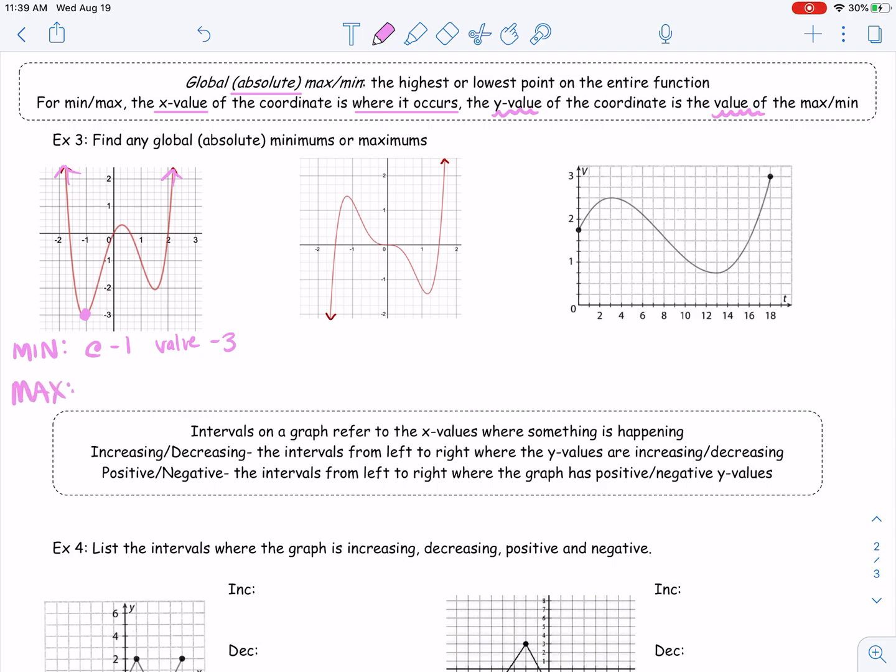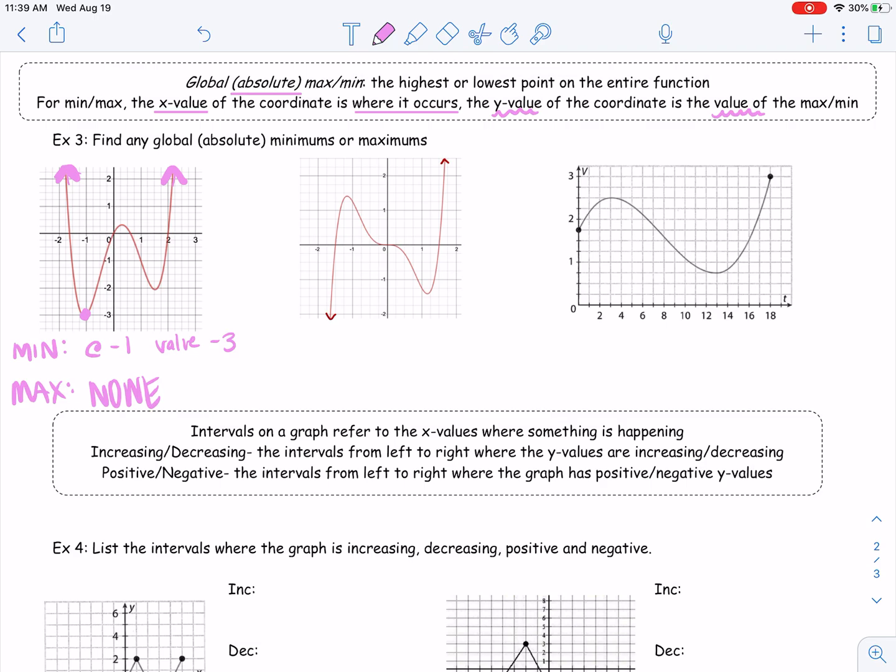The global maximum is the highest point on the entire graph. Well, where is that coordinate location? Guess what? We don't have one. Why do we not have one? Because we have arrows pointing up in both directions, okay? Both ends of the graph are going up, up, up, and away. They are going towards infinity. There cannot be a highest point if our graph is approaching positive infinity. So there is no maximum on this graph, okay?